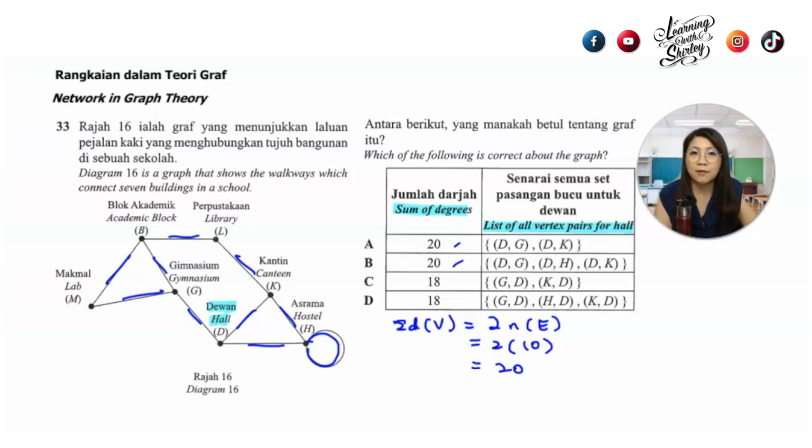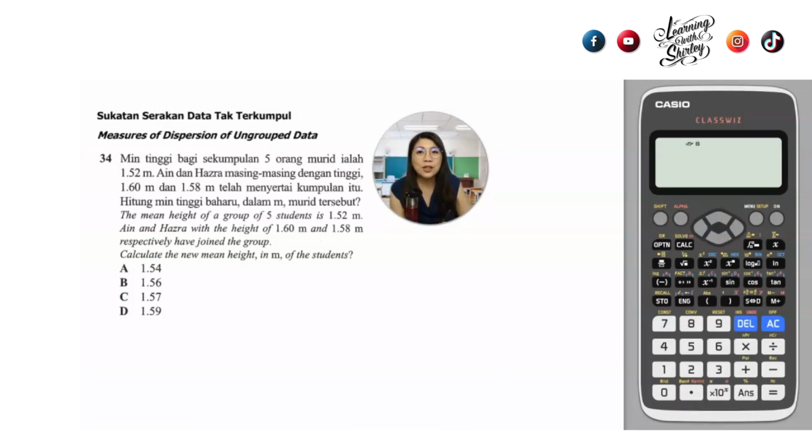Okay, let's look at the vertex pairs for the hall. So for the hall, we have DG, and then we have DK, and we have DH. So the most accurate answer is B. Let's look at question number 34.